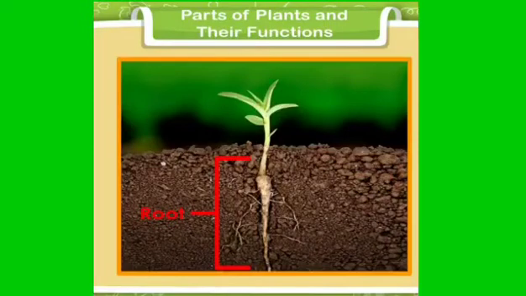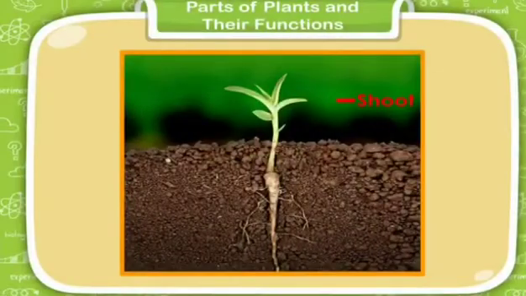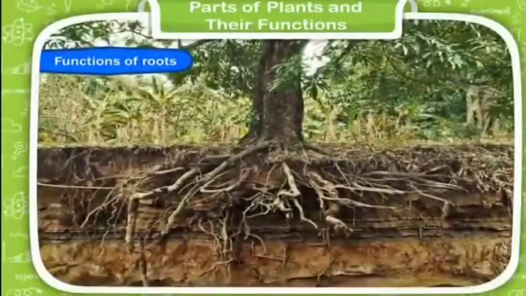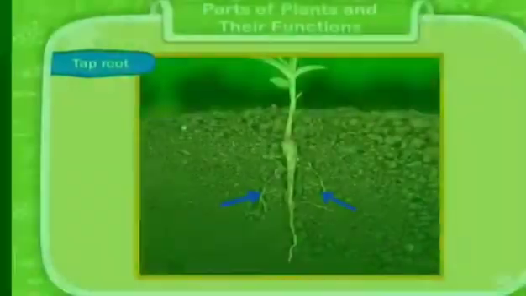A plant has two parts. The part below the ground is the root, and the part above the ground is the shoot. The shoot is made up of stem and its branches, leaves, flowers, and fruits. Each of these parts has its functions or job. Now let's start with the root.